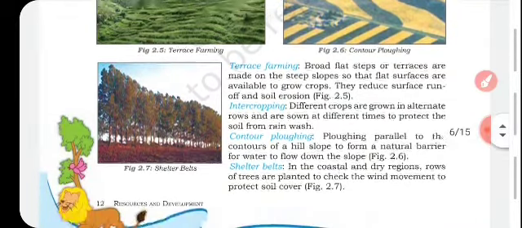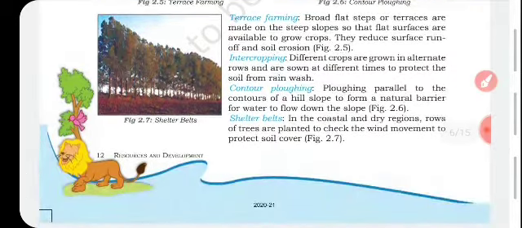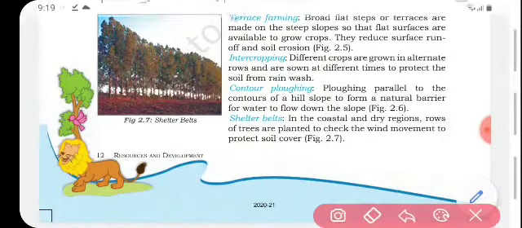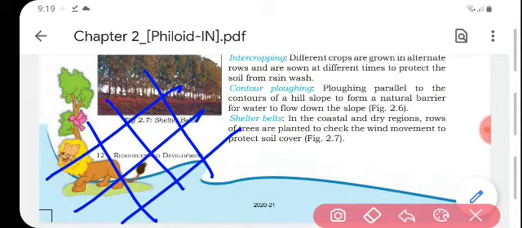Now intercropping is also one kind of reduction of soil erosion. In intercropping, more than one crop is sown in the same place, so it helps to bind more soil, which reduces the soil being taken away when rainwater comes. Now contour ploughing: what is contour ploughing? Contour ploughing means parallel contours in a hilly area like this. Due to this, the water gets stopped in the particular contour.